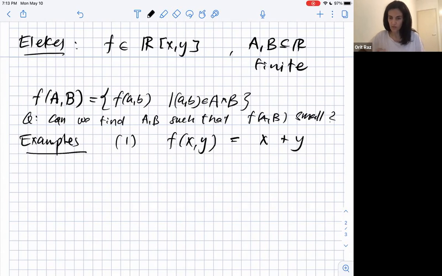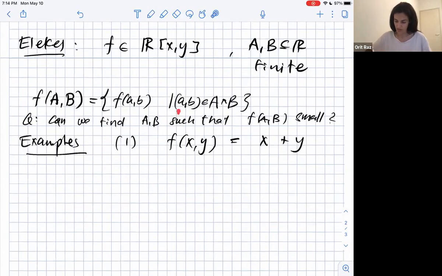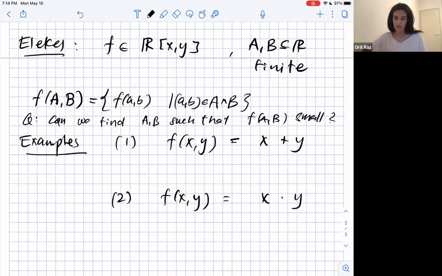So this is not a precise formulation, but I hope that given the examples that I just showed, it's clear what it means. We want to find a and b such that there are many repetitions. Even though here we consider n squared pairs, if a and b are of size n, we still get many repetitions and this set will be small. So if f of xy is x plus y, we can choose a and b to be an arithmetic progression, then we have a small image. And another example that we saw is when f of xy is the polynomial x times y. And Elekes asked, are there any other examples?